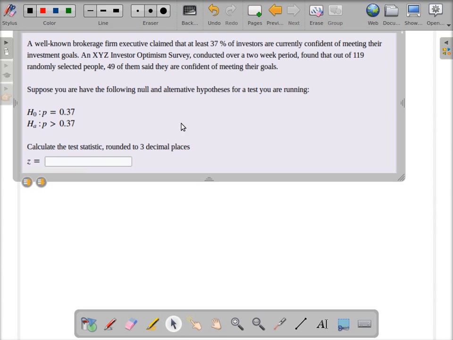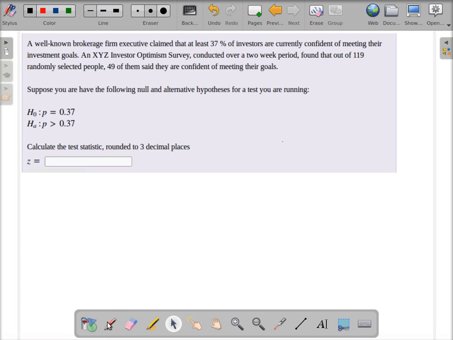In this example, we again want to find p hat to start out with. Once we find p hat, then let's also find p, q, and then plug everything into our test statistic formula. So in this case, we say a well-known brokerage firm executive claimed that at least 37% of investors are currently confident of meeting their investment goals.